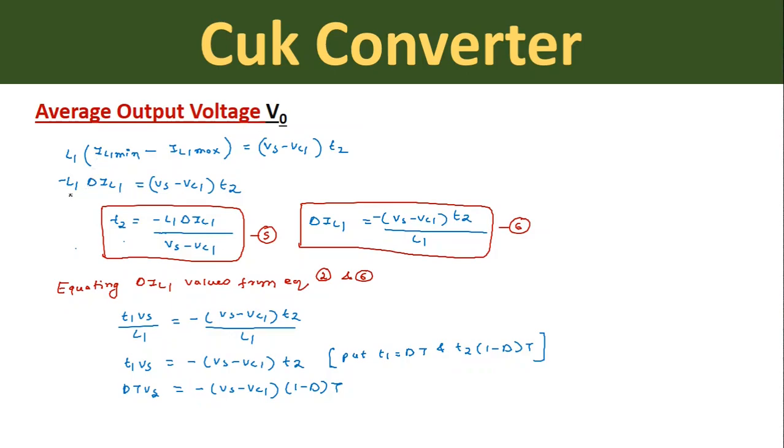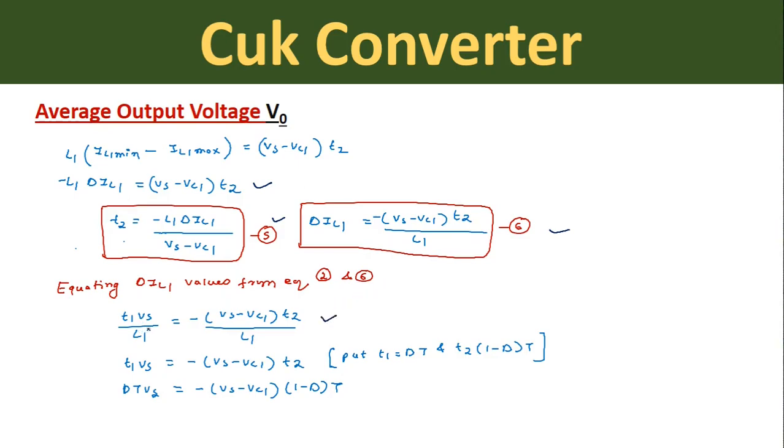We will get. So from this equation we will get minus of L1 into del IL1 is equal to Vs minus Vc1 into T2. From this equation again we take out two equations. For T2 we have minus of L1 into del IL1 divided by Vs minus Vc1. This is equation number 5. And from this equation we will get del IL1 is equal to minus of Vs minus Vc1 into T2 divided by L1. This is equation number 6. We have found out two del IL1 values. So we will equate del IL1 values from equation 2 and equation number 6. So we will get this type of equation here.